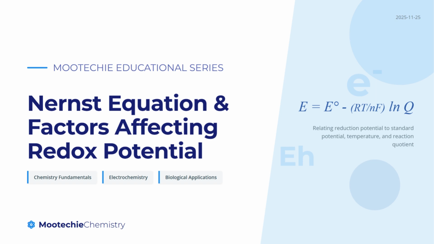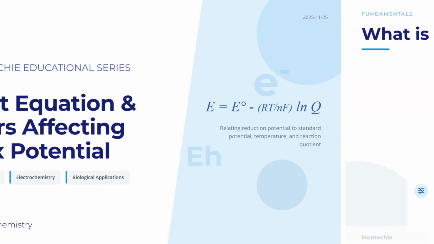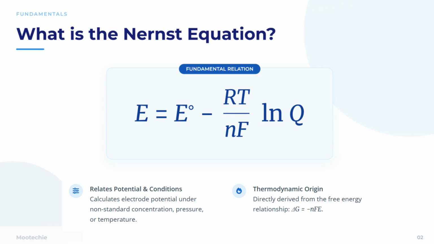The core equation we'll explore is E equals E degree minus the quantity RT over NF times the natural log of Q. This powerful formula is all about relating a system's reduction potential to its standard potential, temperature, and the reaction quotient. We'll see its importance not just in chemistry fundamentals and electrochemistry, but also in exciting biological applications. Coming up, we'll discuss the fundamentals.